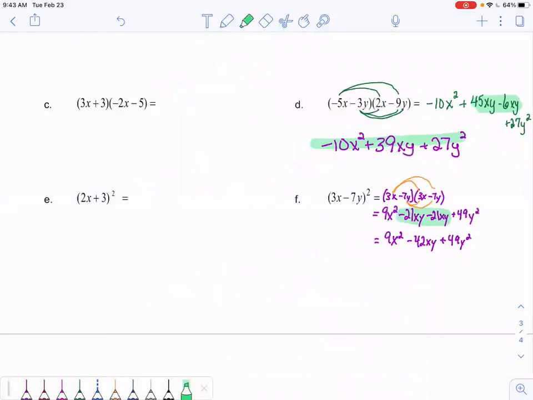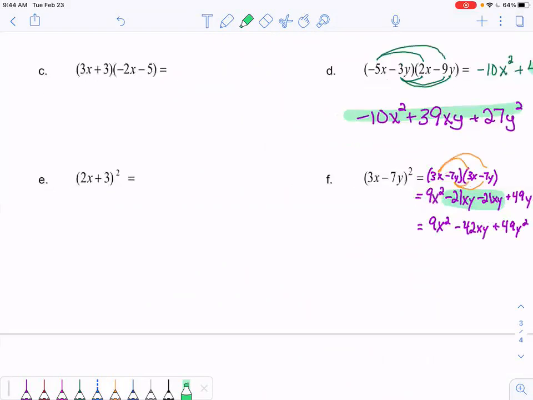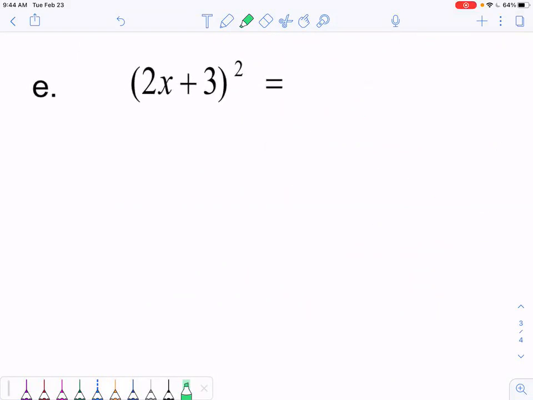The other one that I wanted to look at was letter E. Letter E and letter F were similar. Letter E has one parenthesis and it's squared. And when you have one parenthesis and it's squared, Jason, what does that really mean? This little squared here. How many of that 2x plus 3 are there really up here? 2 of them. Yeah, that's what that squared means.